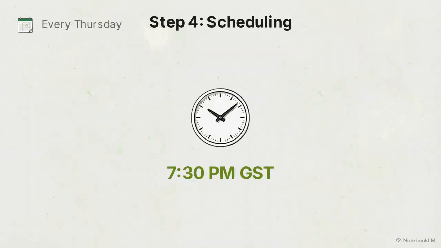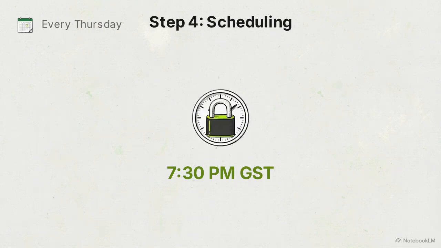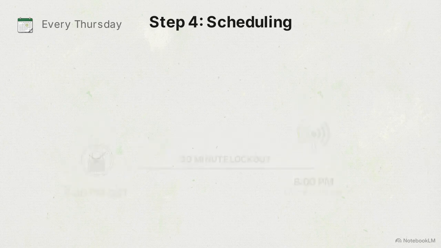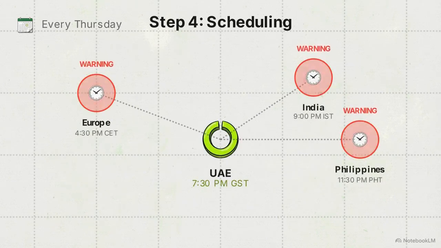Step 4 is scheduling. The unyielding temporal boundary to finalize your entry is exactly 7:30 p.m. Gulf Standard Time every Thursday. The system locks all entries at 7:30 p.m., a full 30 minutes before the live draw is broadcast to the public at 8 p.m. If you live outside the UAE, the primary point of failure is miscalculating your time zone conversion and missing that rigid cutoff.